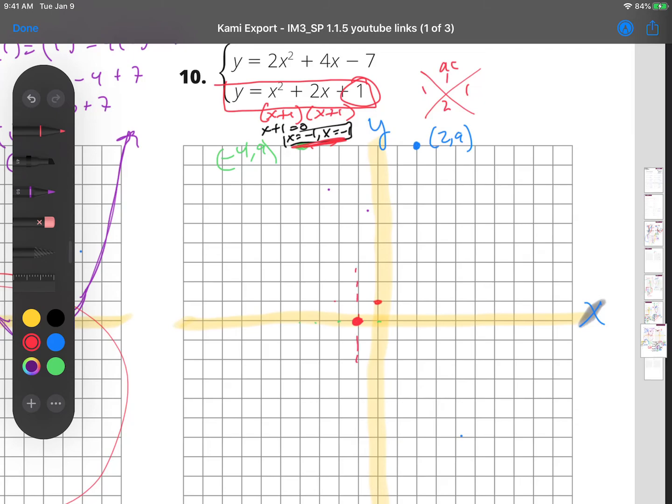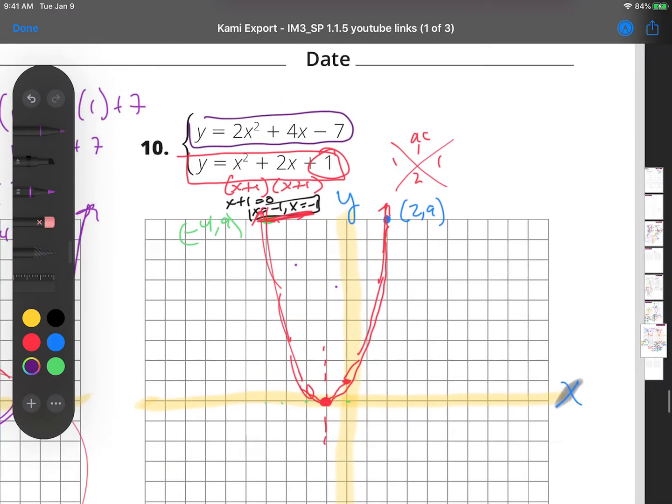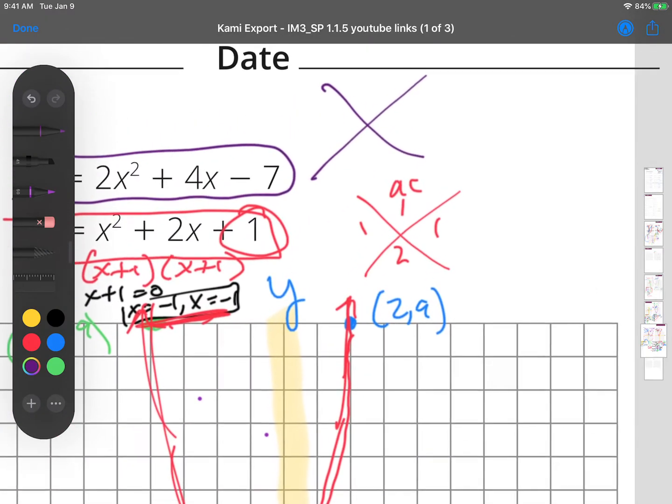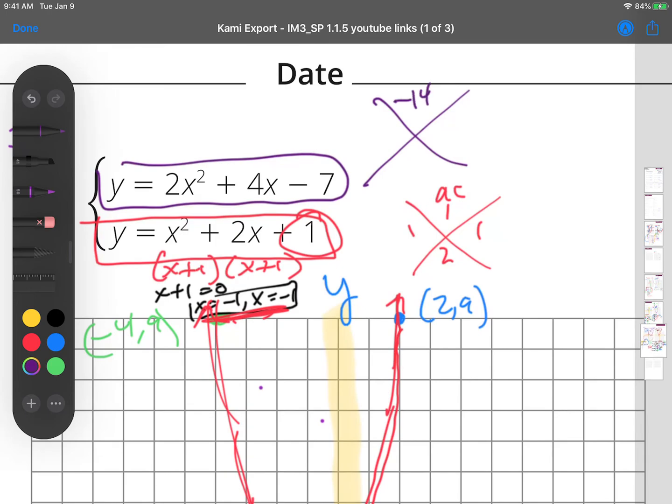Now remember our symmetrical points. It's got to go, sorry, I was saying that because I kind of need to go through that blue point. Does that make sense? Alright, there's my red graph. Let's do a purple graph. I'm going to quickly see if I can factor that. Negative 14 and 4, so I'm thinking 14 and 1, 7 and 2 doesn't, so that means it's not factorable.